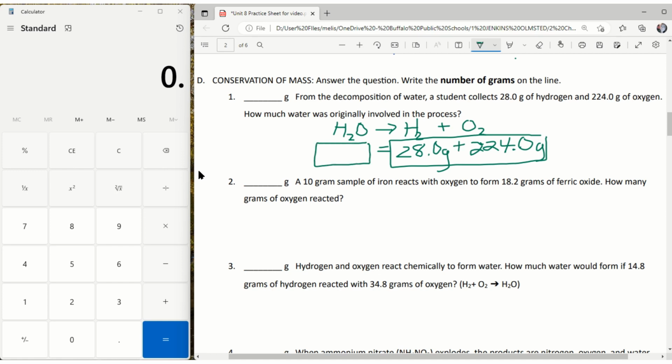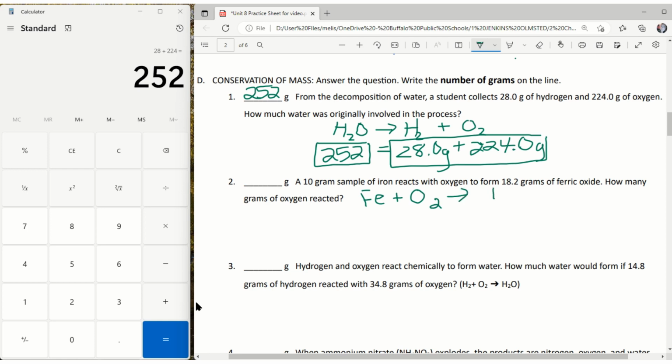So I add these two together. 28.0, oops, I want that decimal point. 28 plus 224 equals 252. 252 on the product side, 252 on the reactant side. 252.